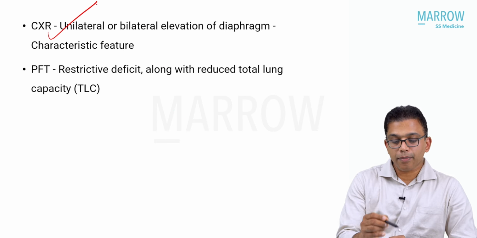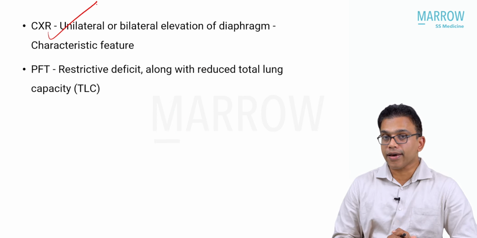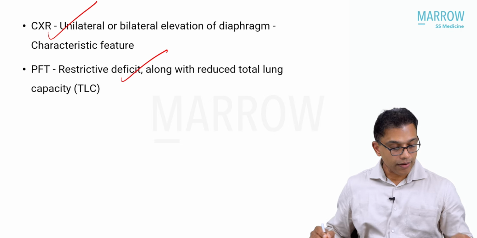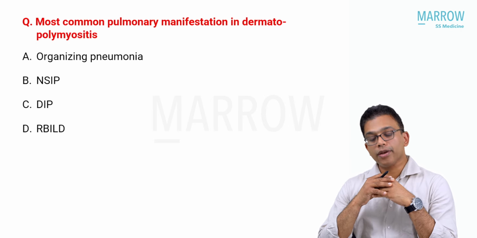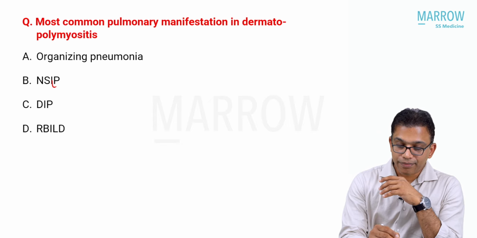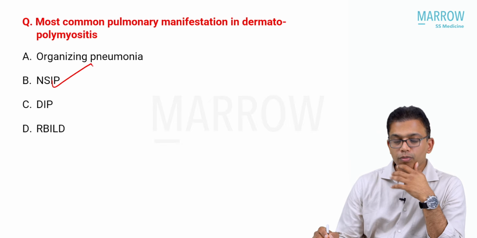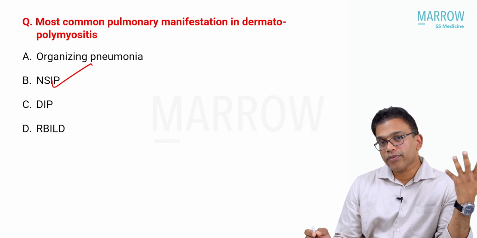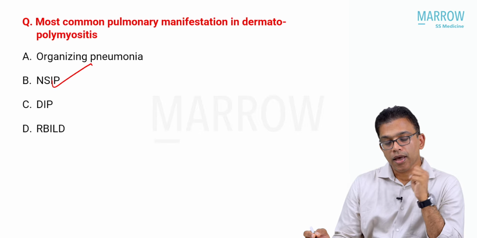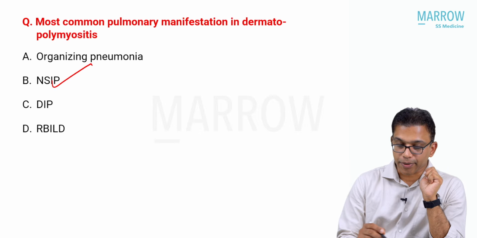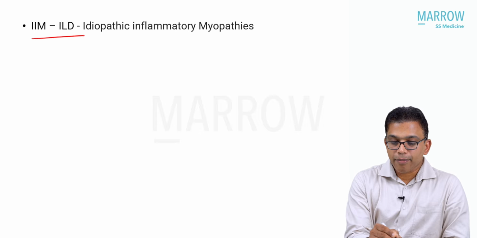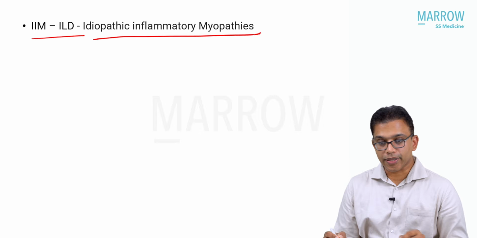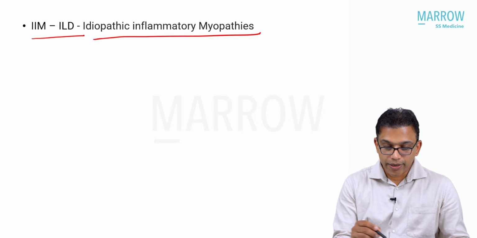So on chest x-ray, there can be unilateral or bilateral elevated diaphragm. On PFT, the lung volume will be reduced. The most common pulmonary manifestation of dermatomyositis is non-specific interstitial pneumonia, as I already told you. In most of these connective tissue, inflammatory myositis conditions, the predominant pattern is NSIP. So IIM, ILD, idiopathic inflammatory myopathy. I am not going into the details once again.